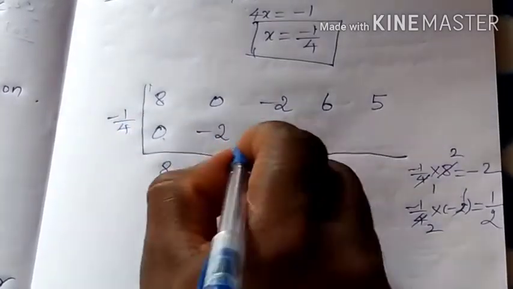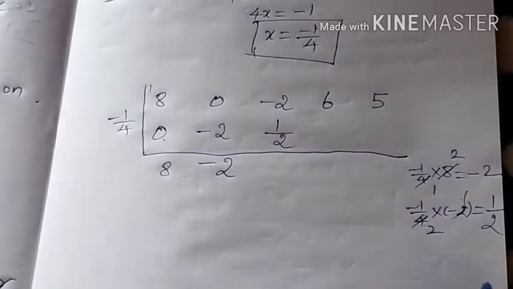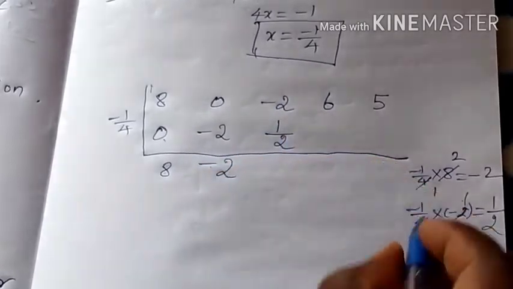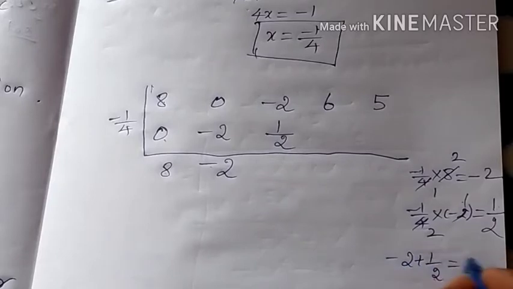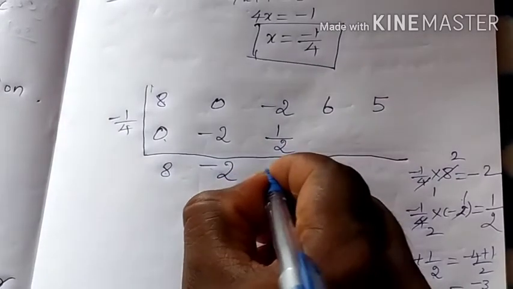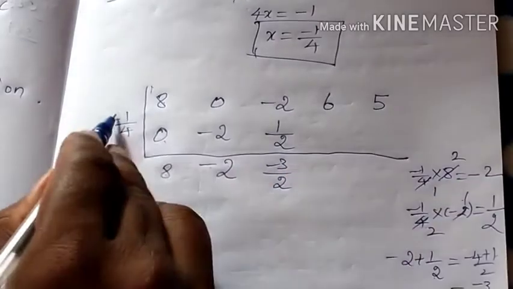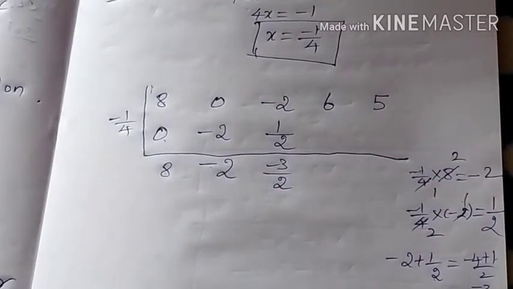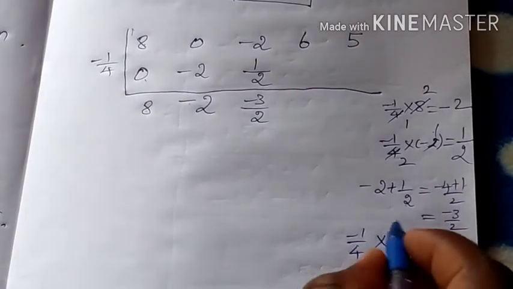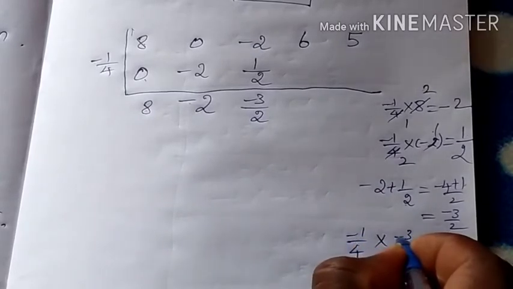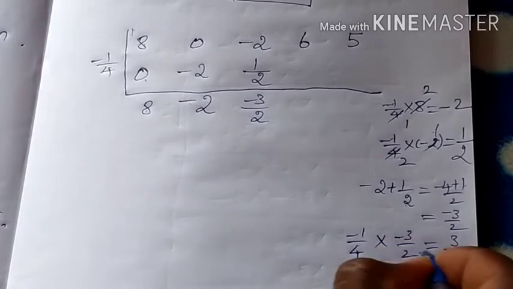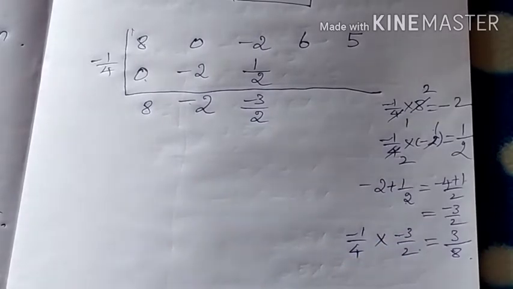So multiplying these two values, we finally get 1 by 2. Then the sum of these two values: minus 2 plus 1 by 2. This is the cross multiplication: 2 twos are 4, minus 4, then plus 1 divided by 2. Minus 4 plus 1 is minus 3 by 2. Then multiplying these two values: minus 1 by 4 into minus 3 by 2, which is equal to minus into minus plus, 1 threes are 3 divided by 4 twos are 8. Finally we get 3 by 8.